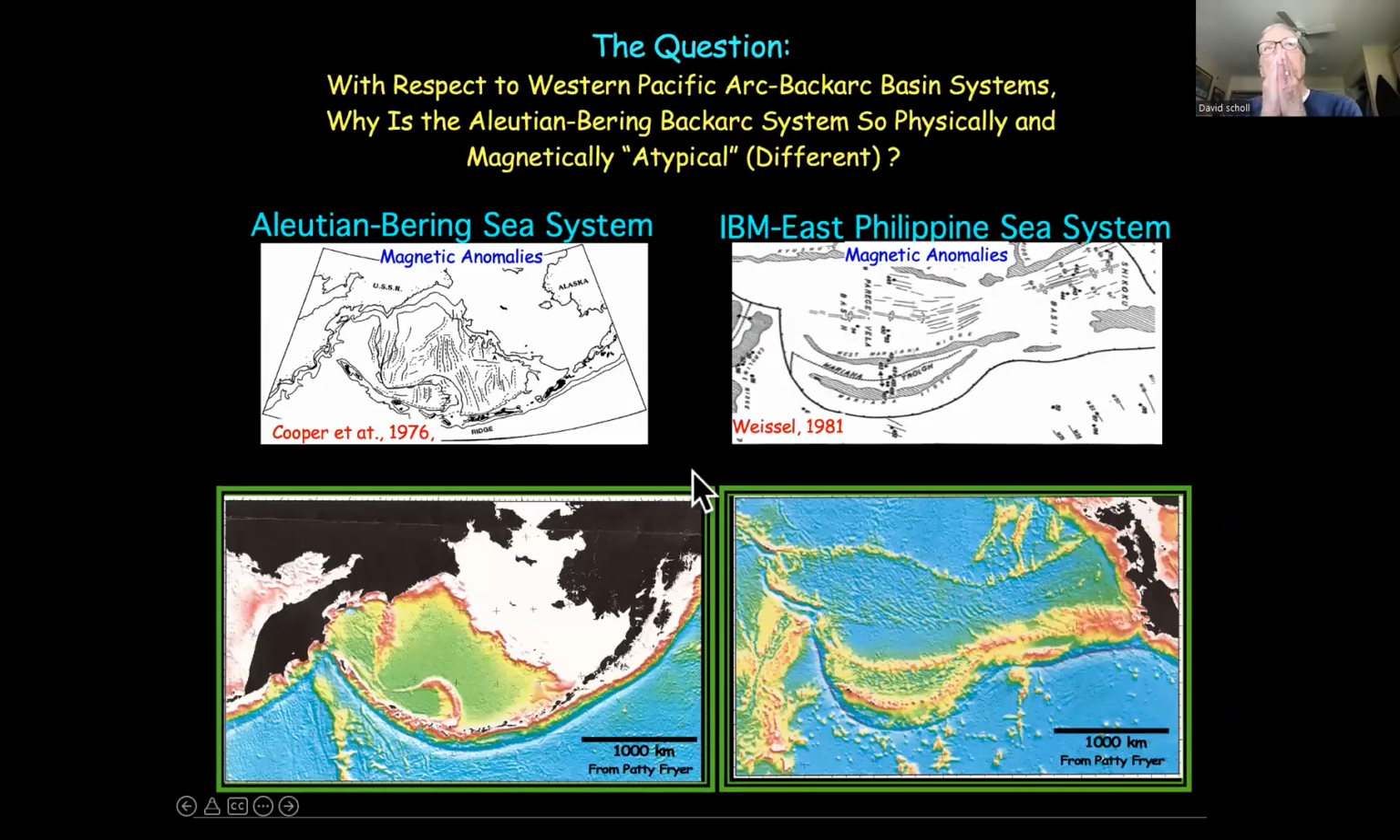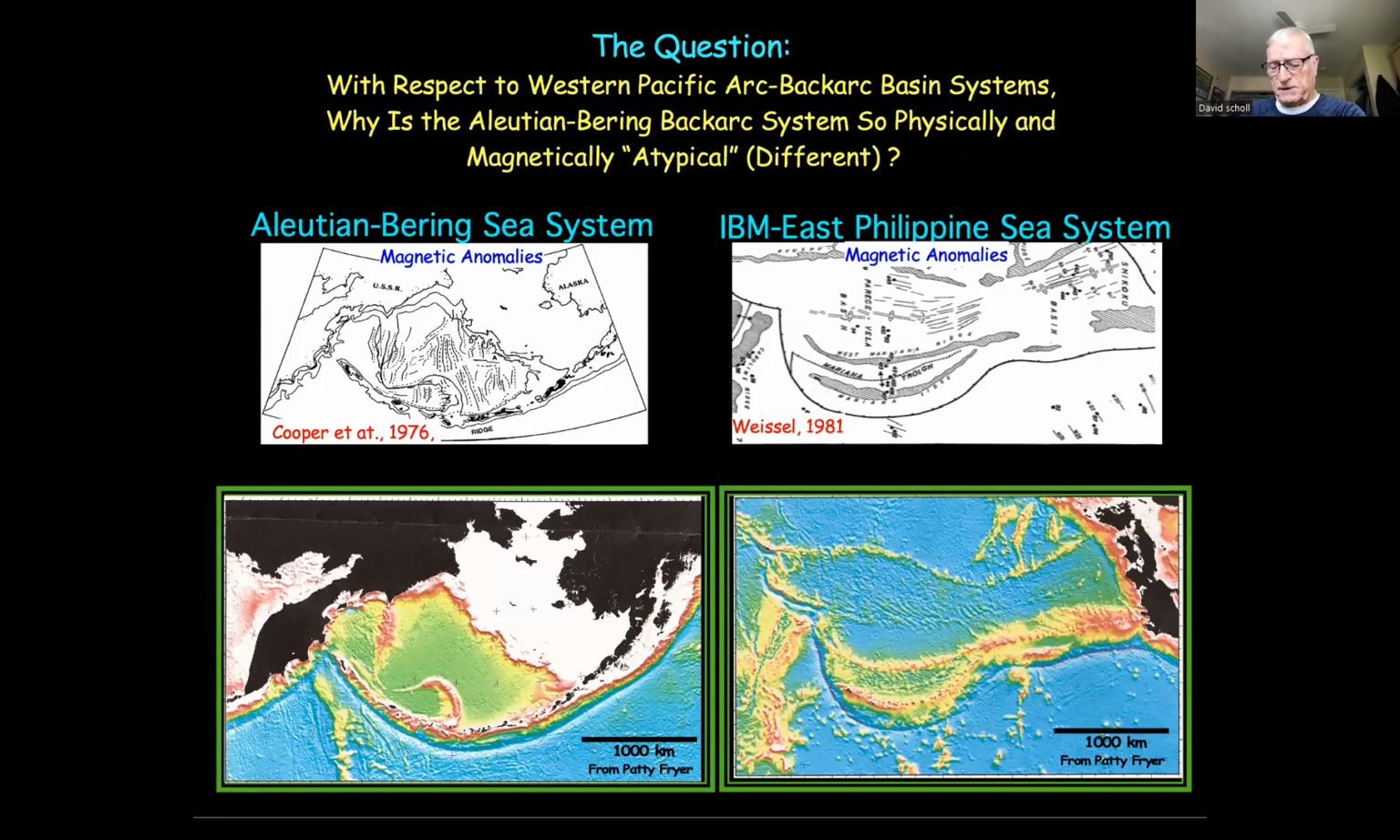Now the question, with respect to Western Pacific back arc basin systems, why is the Aleutian-Bering back arc system so physically and magnetically atypical, different, if you want to look at it that way? There is really quite different. So why can that be?